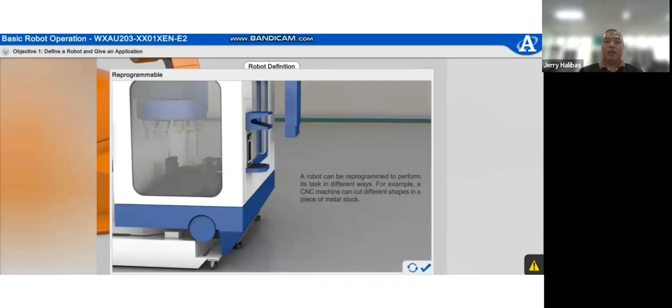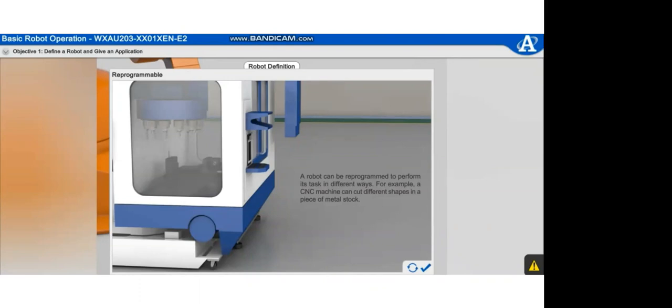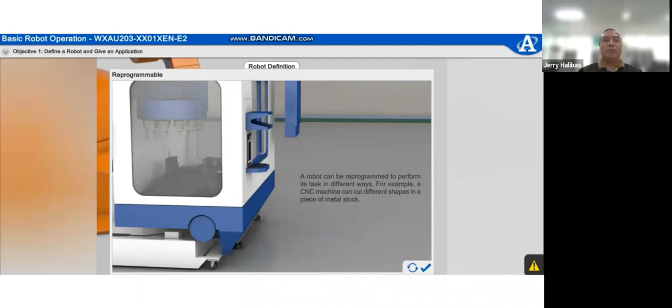Next, a robot can also be reprogrammed to perform a task in different ways, such as with a CNC machine. Do you know what a CNC machine is? Who among you has done machining? A lathe machine. Instead of a person placing or inputting the object to be processed in a CNC machine, unlike a lathe machine, which is manual, the shaping of your object, particularly wood or metal, is done manually.